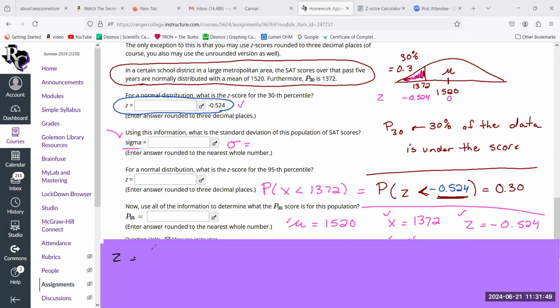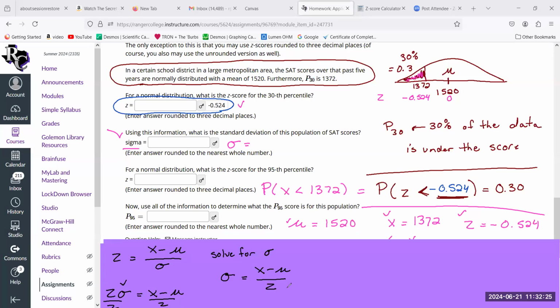So we said that z-score is just your X minus your mean divided by your standard deviation. We want to solve this for sigma. So the first thing we're going to do is multiply both sides by sigma, which means we're going to get z times sigma equals X minus mu. We want to isolate that sigma, so now we're going to divide everything by the z-score. And what we get is that sigma would be equal to X minus mu divided by z.